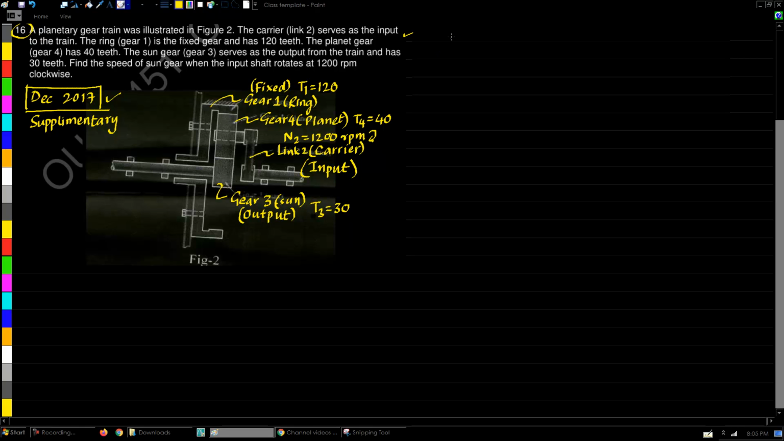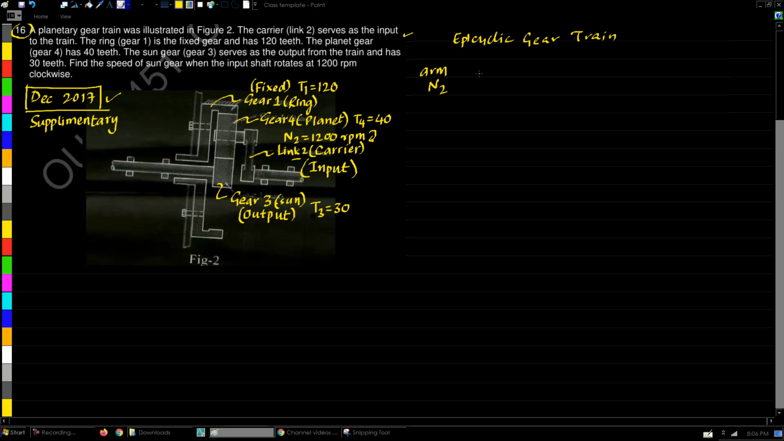In every epicyclic gear train problem, you will have to draw the table. And the table always starts with the arm. So in this case, if you see, link 2 is working like the arm. So when I write the speed of the arm, I have to write it as N2. As I explained before, after the arm, we have to go straight away for the sun.